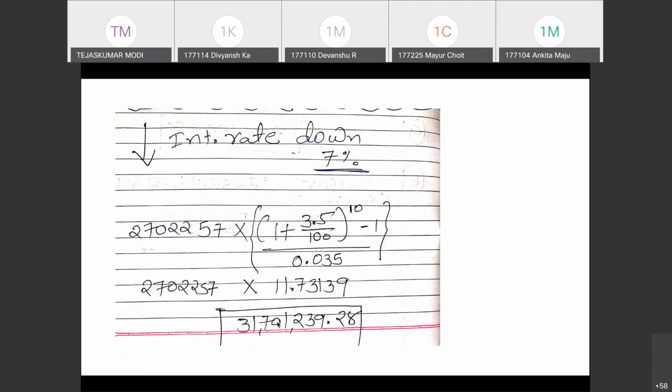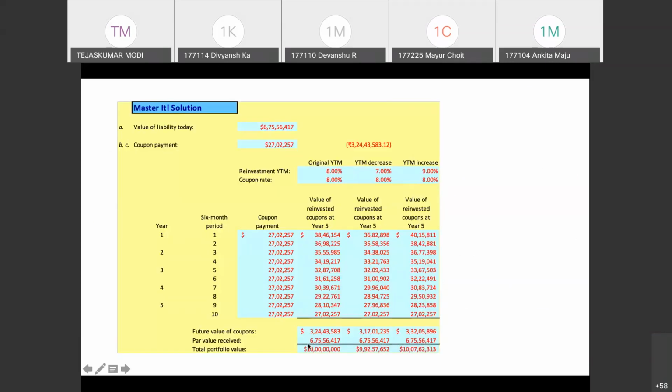Plus I already had 67 million worth of bonds with me. So together they are 99 million. So it is less than what I need. I need 100 million. I have only 99 million right now, right? So this is just the calculation.